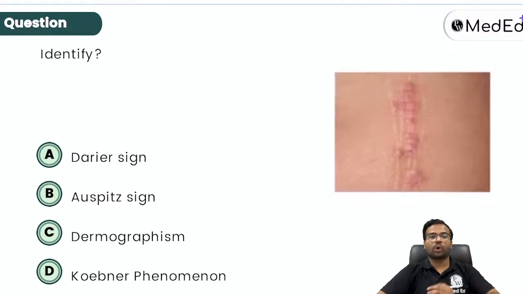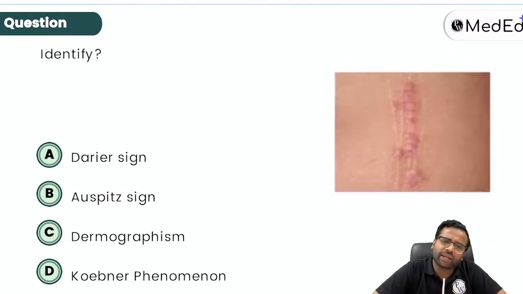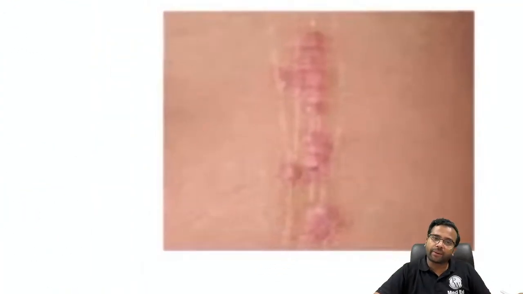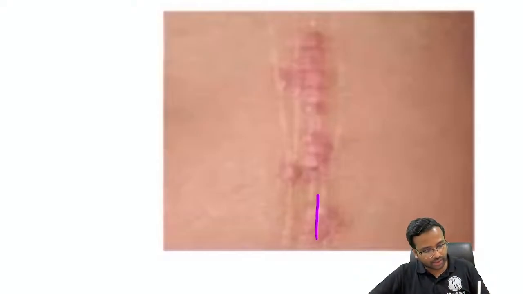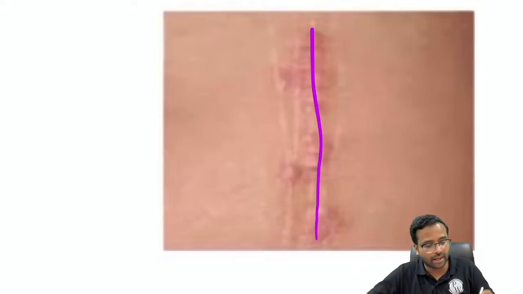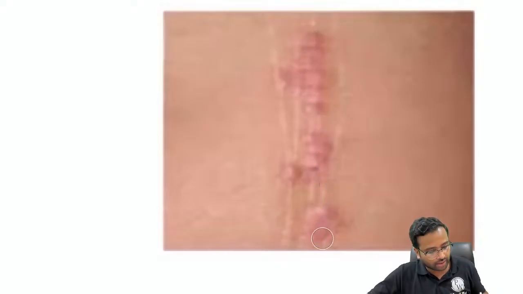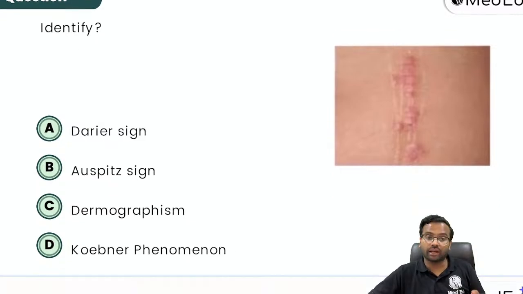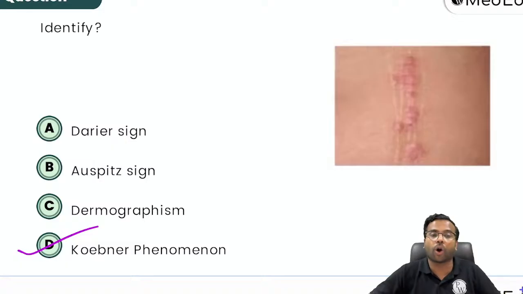Identify. The options given are: Darrier sign, Auspitz sign, dermographism, Koebner phenomenon. And what you see in this image, if you want, I can zoom in as well. It looks like a patient has scratched over the skin. After scratching, the patient has developed a linear plaque lesion over the skin. So what is this going to be? Yes, when a patient develops new skin lesions because of trauma, it's called a Koebner phenomenon.